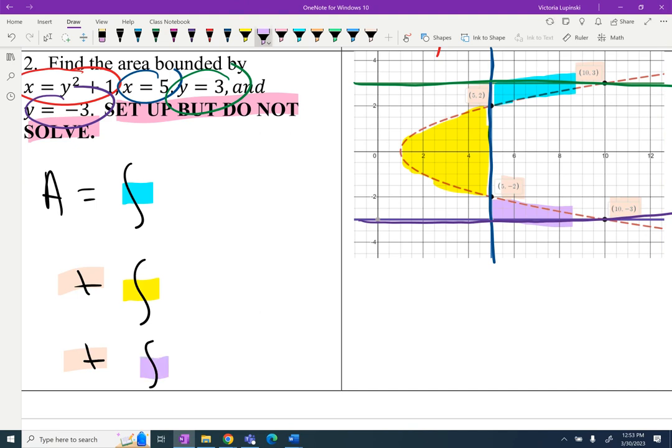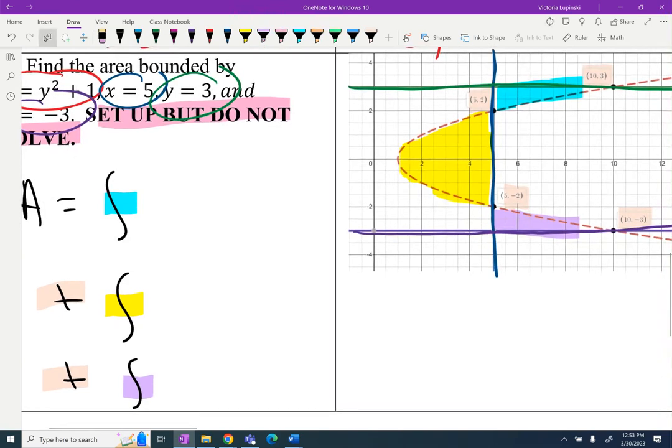For each of those colored regions, you have to tell me from what y to what y, and then you have to do right minus left. So look at the blue region. That blue region is from 2 to 3. Remember, it's y values. Then the next region is from -2 to 2. Those are y values. The purple region is from -3 to -2. So again, you have to set them up from y to y.